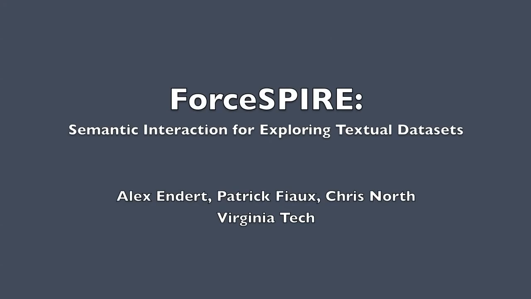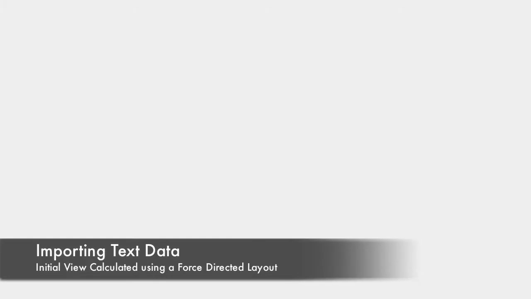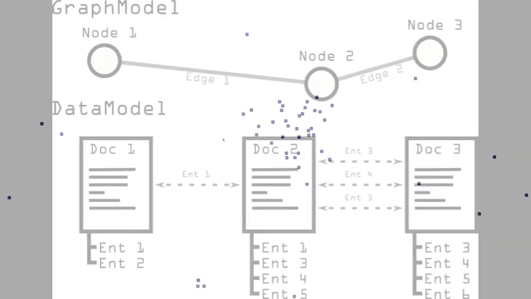We present ForceSPIRE, a visual analytics prototype for spatially exploring a textual dataset. A user begins by importing text documents from which entities are extracted. An initial clustered view is created, and then the user can begin exploring the dataset spatially.